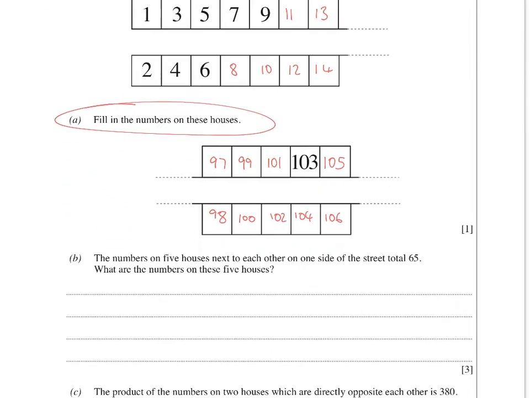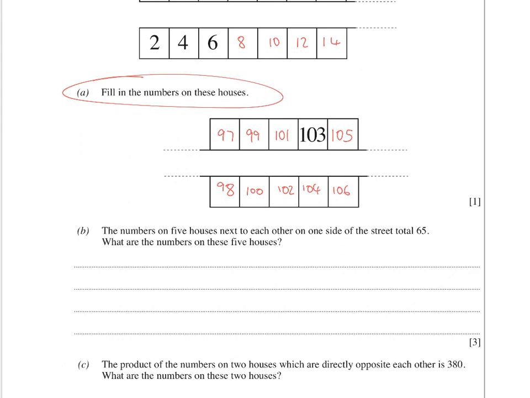For the next part of the question, it says 5 numbers. Okay, so 5 numbers next to each other on one side of the road total 65. What are the numbers of the 5 houses? Now, this is where algebra would work really nicely, but it's quite a complicated bit of algebra. It's not the most obvious in the world to do, so let me just show you what I do, but you can get there through trial and improvement as well.